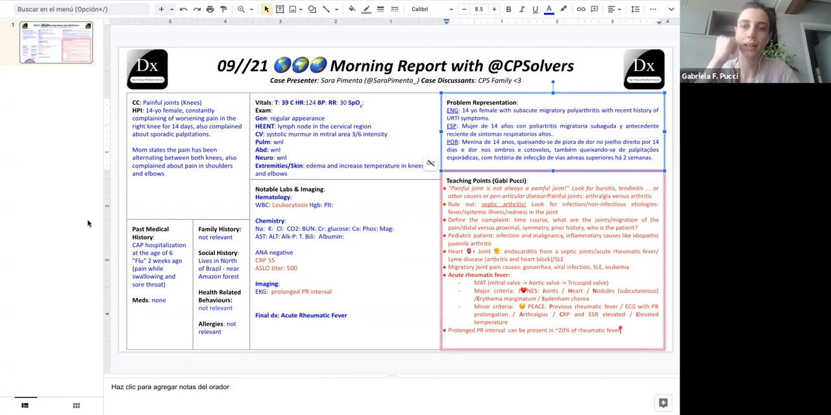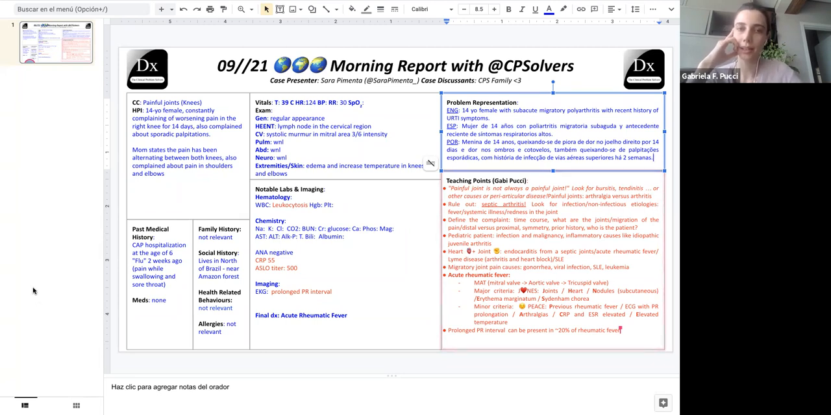We have also to define the complaint. For example, check the time course. What are the joints that are hurting? If there is migration, distal versus proximal disease, symmetry, prior history of similar conditions, and also who is the patient. Is it a young patient, old patient? This is going to help us to define the etiologies. Drew also shared with us that in a pediatric patient, we have to think first of infections and malignancies, but also inflammatory causes like juvenile idiopathic arthritis.